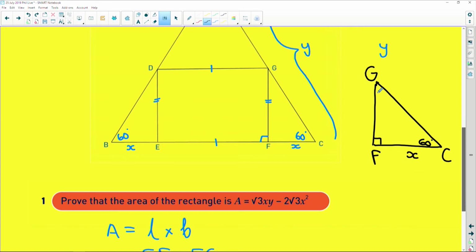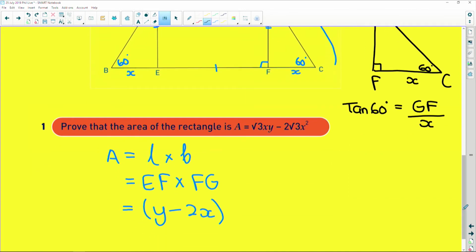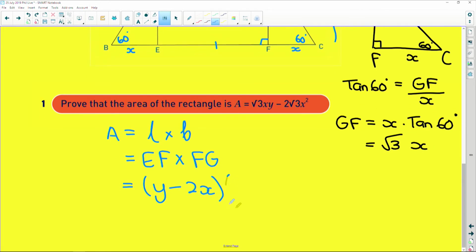So we've got the opposite side to our 60 degrees and the adjacent side, which means that we're using tan. Tan of 60 degrees is equal to the opposite, GF, over the adjacent of X, which means that GF is equal to X multiplied by tan of 60. And remember, your special angle is tan of 60 degrees is equal to the square root of 3. So we know that GF is the square root of 3 multiplied by X. So now we can fill that in here. Root 3 multiplied by X.